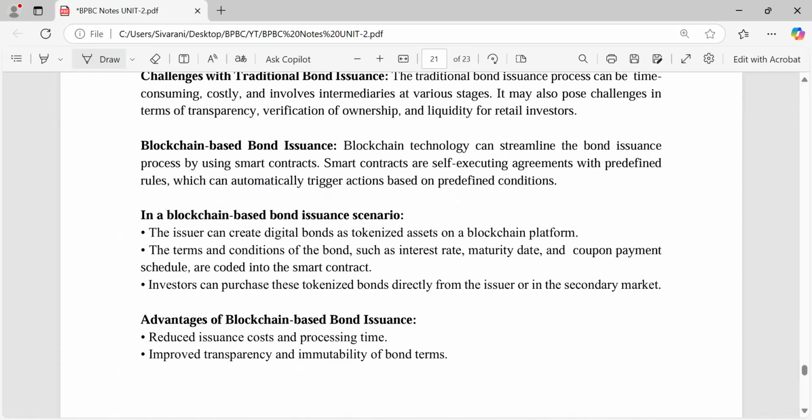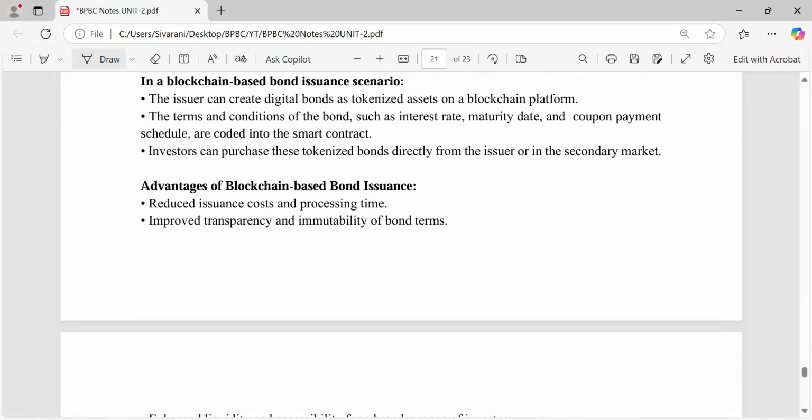In the blockchain-based bond issuance scenario, we are creating digital bonds as tokenized assets on a blockchain platform, and we are maintaining the terms and conditions of the bond, such as interest rate, maturity date, and coupon payment schedule, coded into the smart contracts. Investors can purchase these tokenized bonds directly from the issuers or in the secondary market.